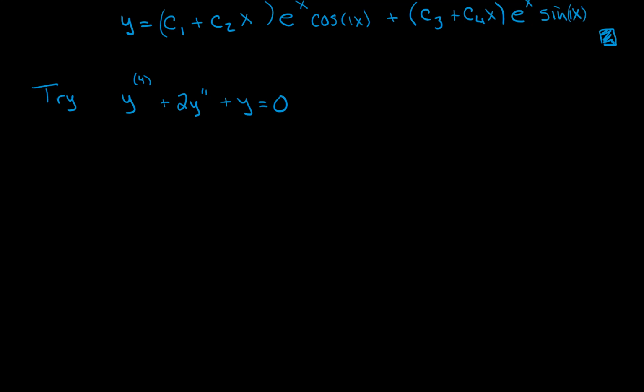Hopefully you actually did pause this and at least give it some thought, trying to figure out what direction you should go with this. First, the characteristic equation is going to be r to the fourth plus 2r squared plus 1 equals 0. Remember, y prime is going to give you your r. Okay, so we've got this, and now we need to factor this.